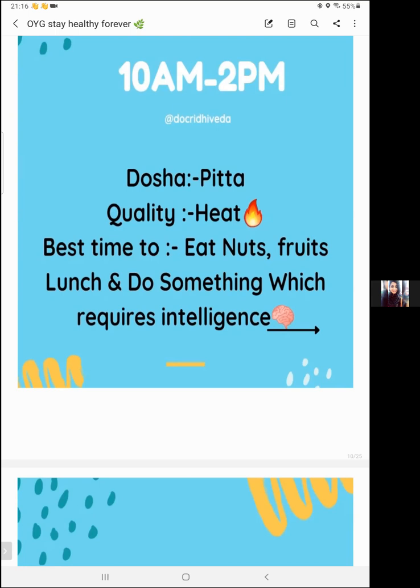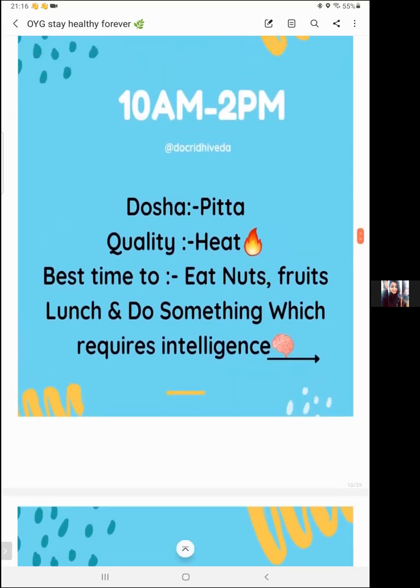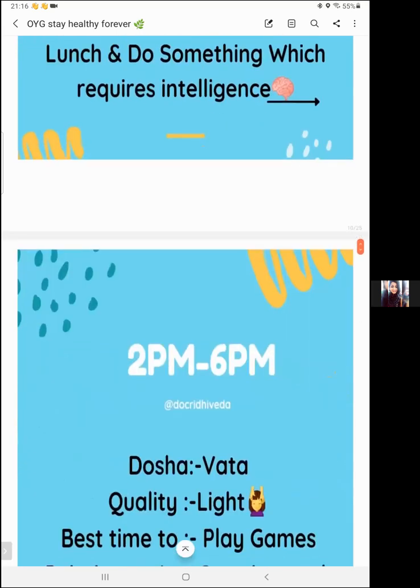So it is the best time to have your biggest meal of the day, or the lunch time, and then you can maybe eat some nuts or fruits, whatever you want to eat. But the fruits and lunch should not be consumed together, because fruits are themselves heavy. Also, you can do things in this time which require your intelligence, because pitta has a quality of medha, or intelligence. So from 10 a.m. to 2 p.m., you can do things that require more of your intelligence.